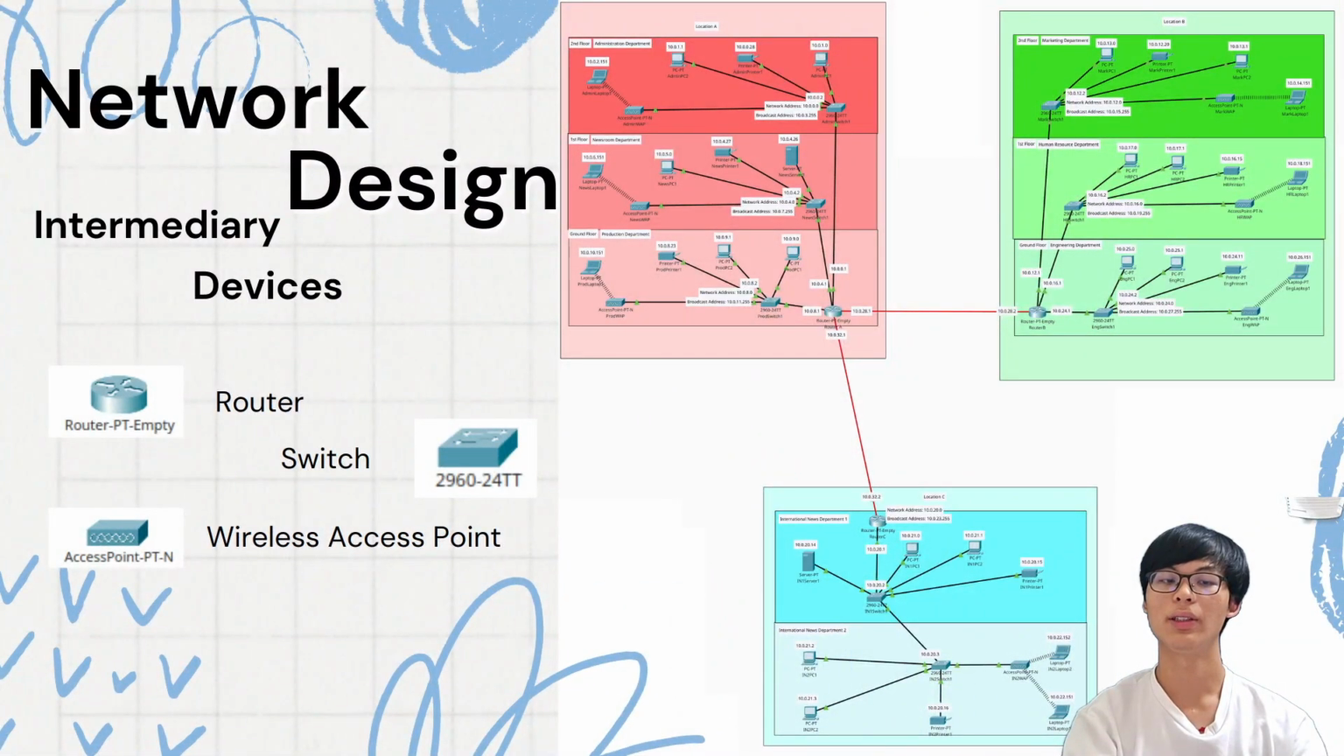Next, I'll be talking about the intermediary devices used in our network design. We use the router PT-MT as our router because it has empty ports that we can customize. And we use 2960-24TT switch because this kind of switch has 26 different ports and 2 of which are gigabit Ethernet ports. The other 24 ports are fast Ethernet ports. We also use a wireless access point in each of our subnets, and the access point we use is AccessPoint-PT-N.